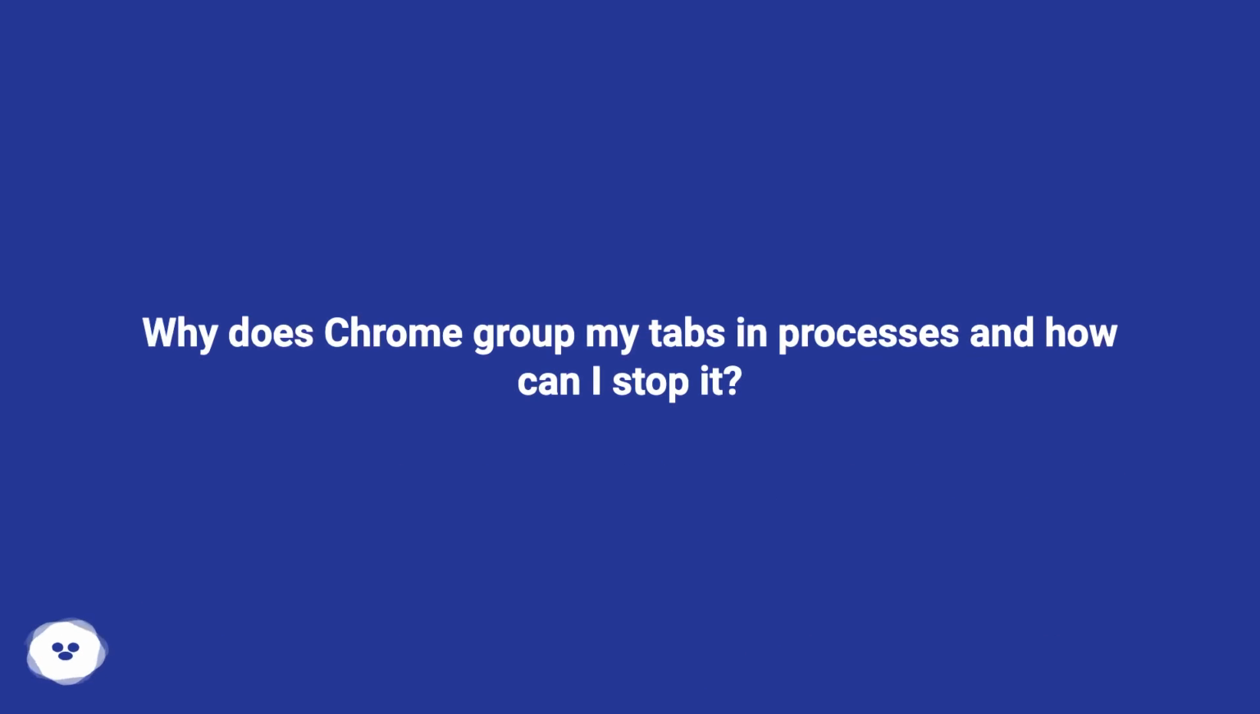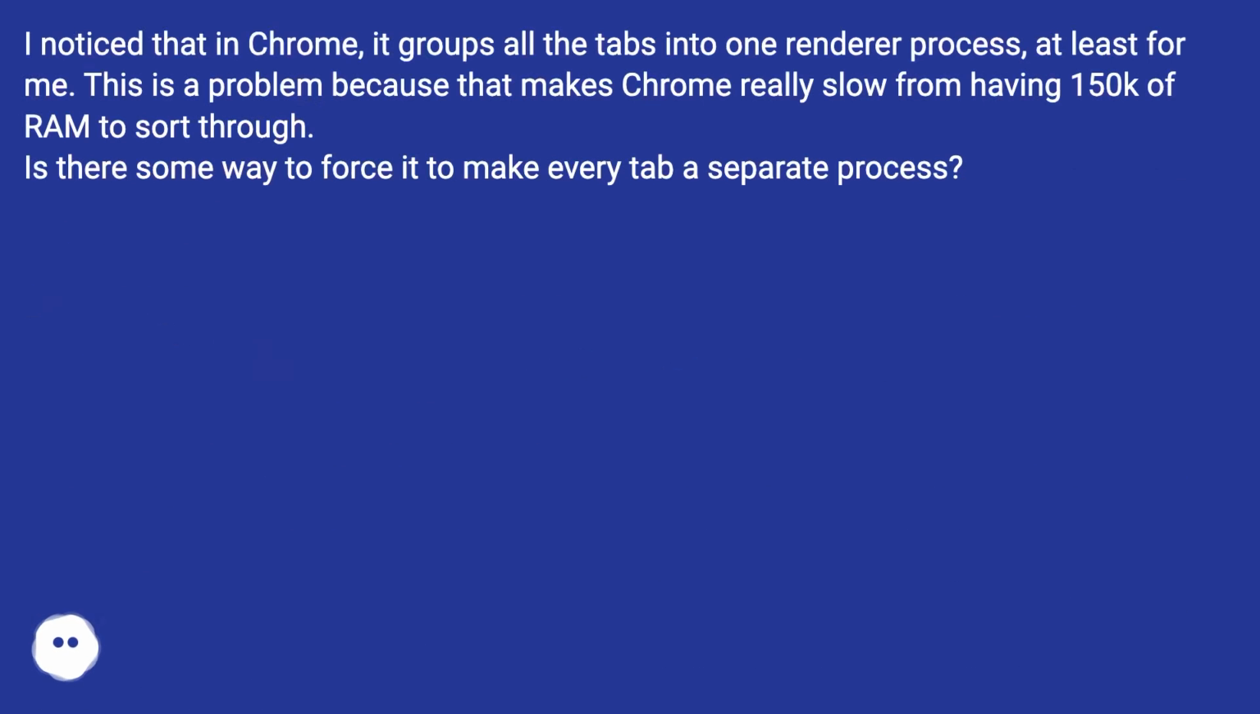Why does Chrome group my tabs and processes, and how can I stop it? I noticed that in Chrome, it groups all the tabs into one renderer process, at least for me. This is a problem because that makes Chrome really slow from having 150K of RAM to sort through. Is there some way to force it to make every tab a separate process?